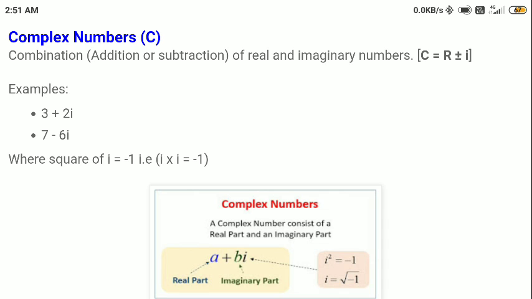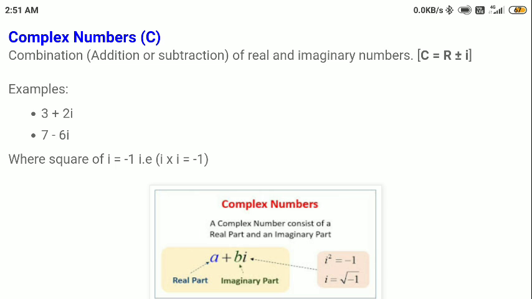So we are actually progressing step by step towards the bigger set. Complex numbers are the bigger set. It is represented by C. It includes the combination of real as well as imaginary numbers. Whenever we make a combination by adding or subtracting, we get a complex number. So C is actually R, for real number, plus or minus i, for imaginary number. So C can be represented like that.